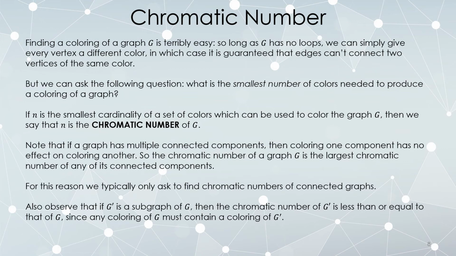So since any coloring of the original graph does impose a coloring on the subgraph, a subgraph can't have a larger chromatic number. If the big graph can be colored with 6 colors, so can any subgraph. But if a subgraph can be colored with 3 colors, that doesn't mean the original can. So any subgraph has a chromatic number less than or equal to the chromatic number of the graph that it was taken from.